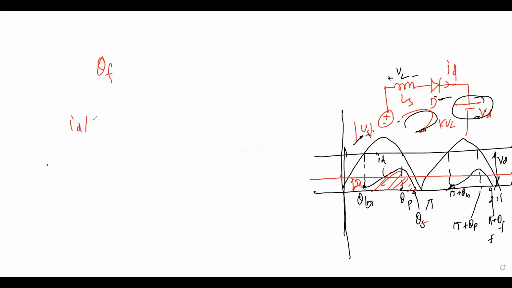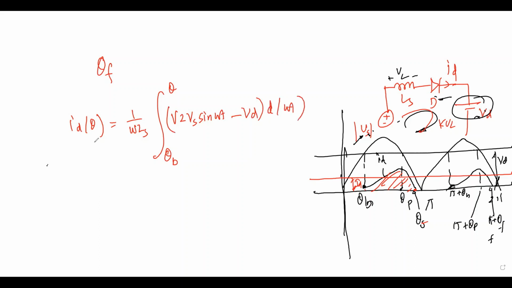Okay, now we want to find out theta F. We know ID theta will be 1 by omega LF, then from theta B to theta, root 2 VS sine of omega t minus VD, d of omega t. We know this equation, right? So you put theta equal to theta F. What is the value of ID at theta F?